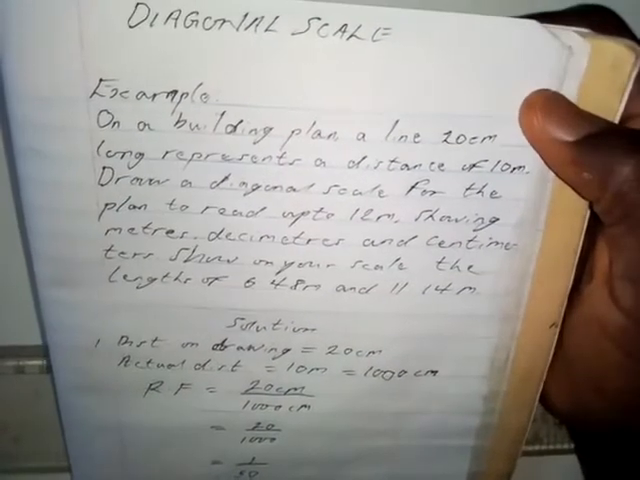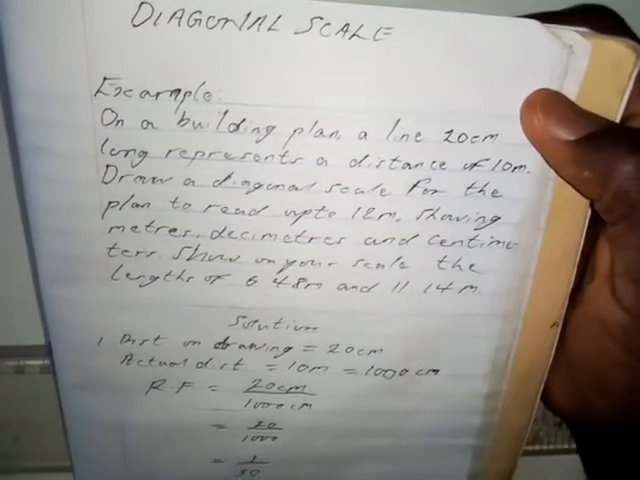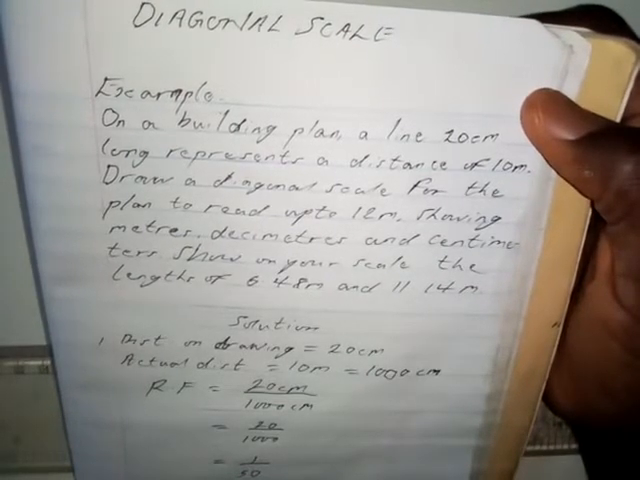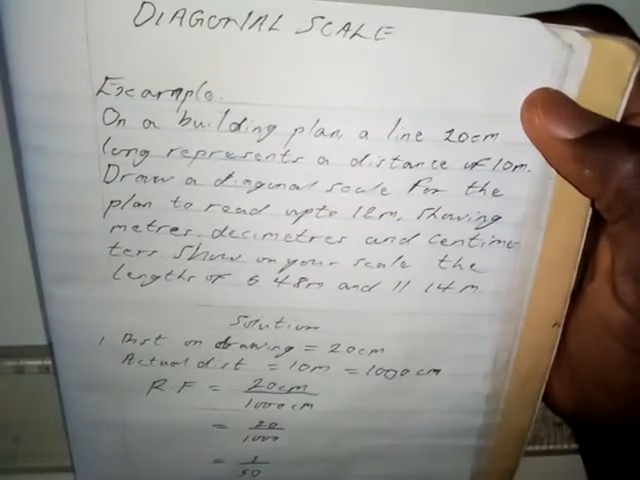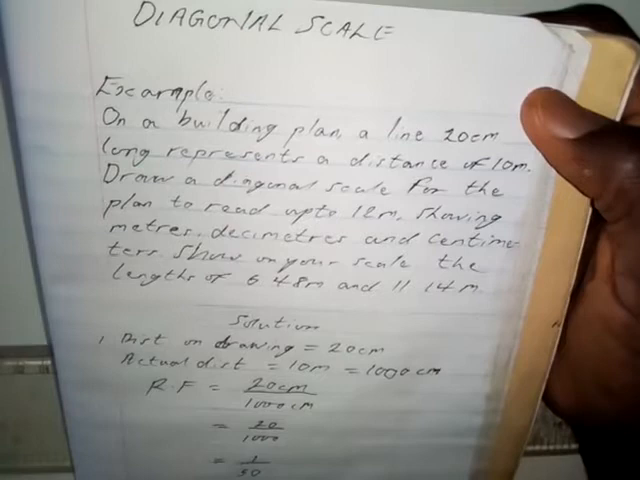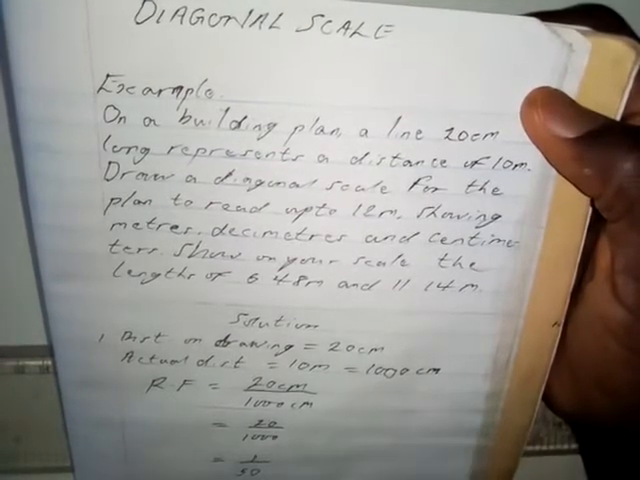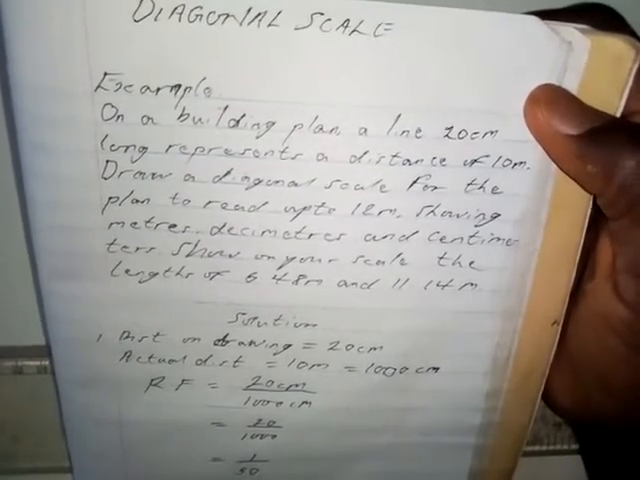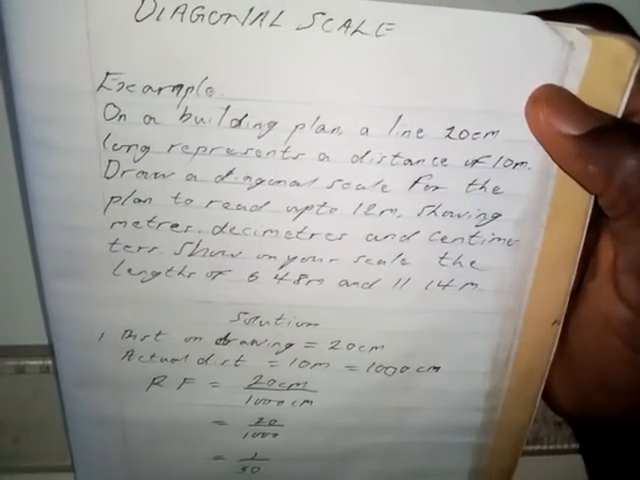The question says, on a building plan, a line 20 centimeters long represents a distance of 10 meters. Draw a diagonal scale for the plan to reach up to 12 meters, showing meters, decimeters, and centimeters. Show on your scale the length of 6.48 meters and 11.14 meters. So that is the question. Now, let's look at the important things that we need to construct the scale.